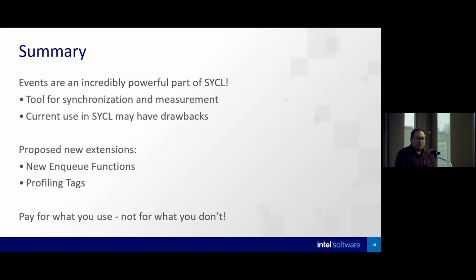The new enqueue functions we think are a very nice way to specify exactly what you want and only get what you want and only pay for what you want. And we think this is also a base for several other features down the road as well. We think this can be, for example, a way to potentially integrate with the sender-receiver model coming in C++, because instead of a queue, you could put a sender and receiver there potentially, and you have very similar syntax without having to change SYCL too much. And then profiling tags, we think, is a better way of doing event profiling to only measure what you actually care about. So to summarize, we pay for what you use, not what you don't.